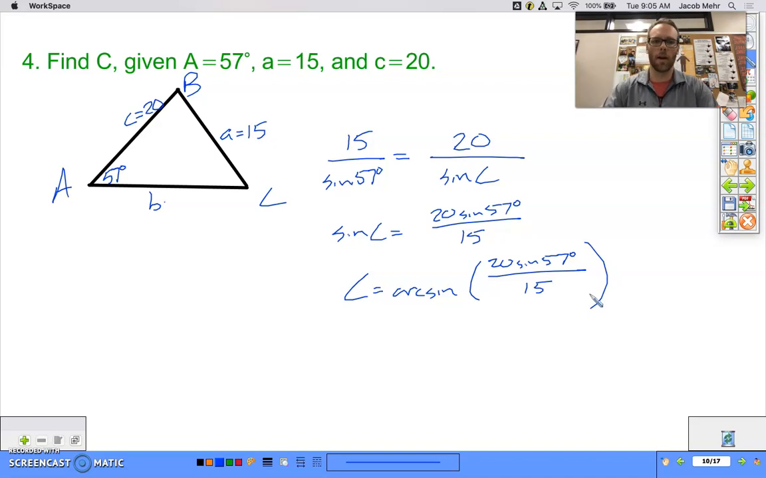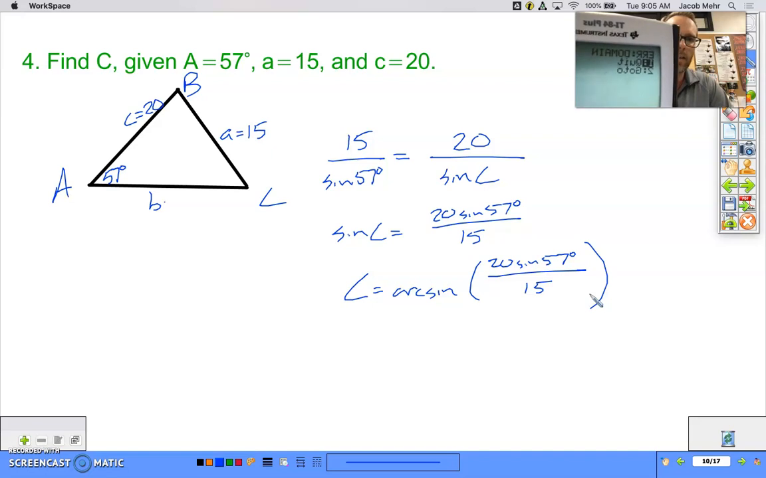Okay. So I grab my calculator and I'm going to type this in. Inverse sine, 20 times the sine of 57 divided by 15. And right there, I get a domain error message. Okay, so let me quit out of this.